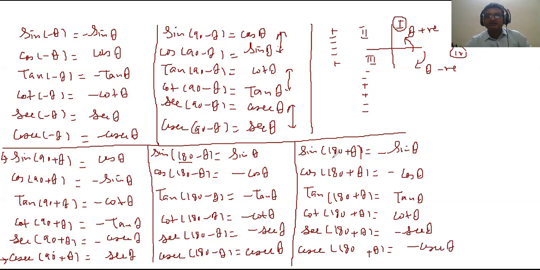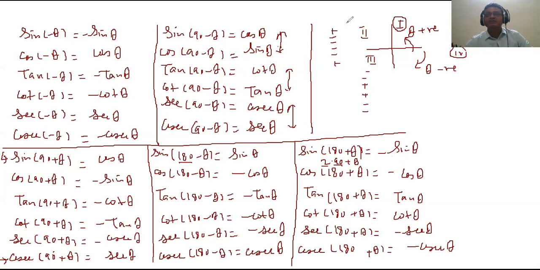So you can see it is again an even multiple of 90. So whenever it is an even multiple of 90, then sine will remain sine, cos will remain cos, tan will remain tan, cot will remain cot, sec will remain sec, and cosec will remain cosec. Only the sign structure will change depending upon the quadrant.